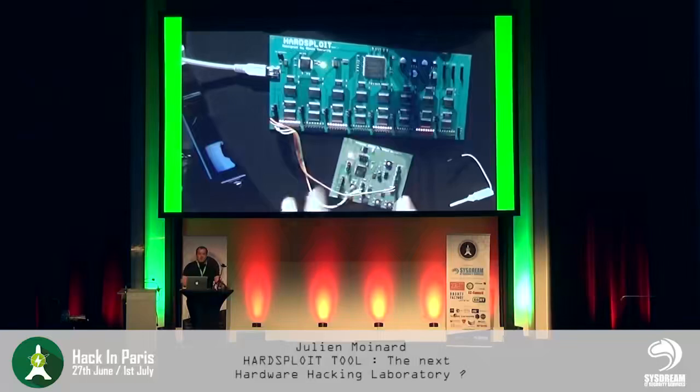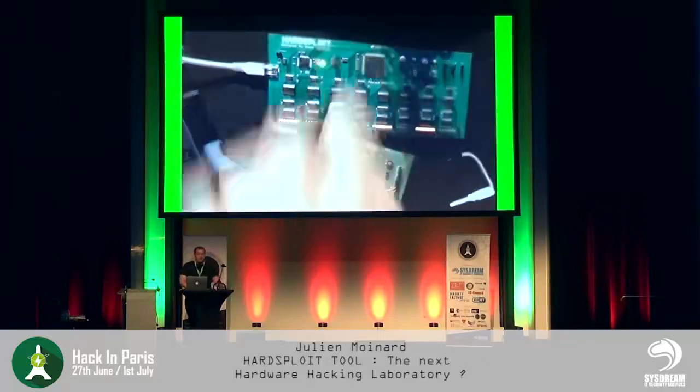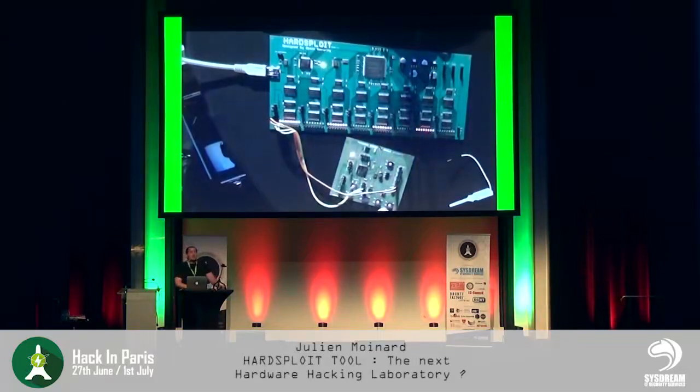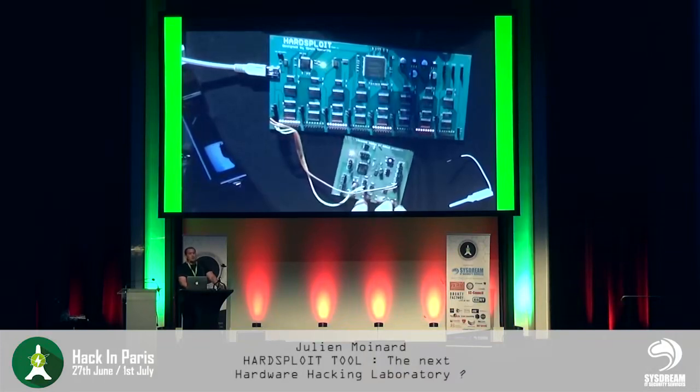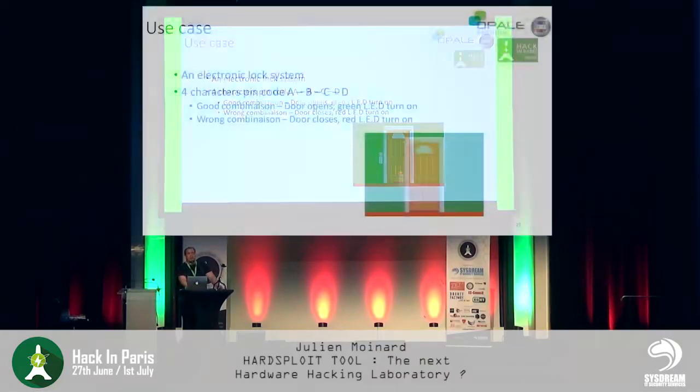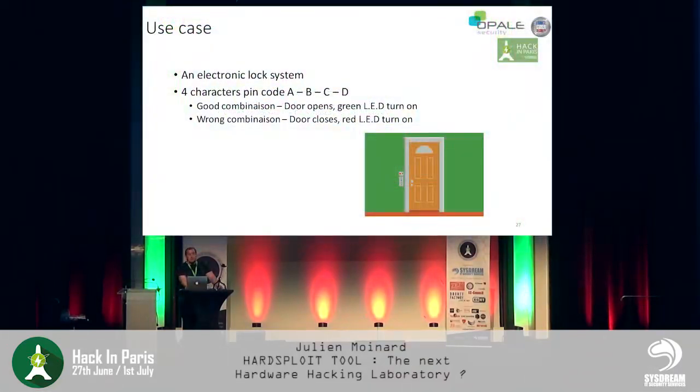Just to explain very fast: on the top you have the HARDSPLOIT tool, and on the bottom you have the training board. It's just like a fake lock system with lots of vulnerabilities inside. Today we will just try to open the door. It's a common lock system. When you put in a code, you get a red light, excuse me, and when you put in the good password, you get a green light on the left. Okay? So the goal is to hack or audit the system, and you need to put A, B, C, D to open the door, or something else. You need to find the password.